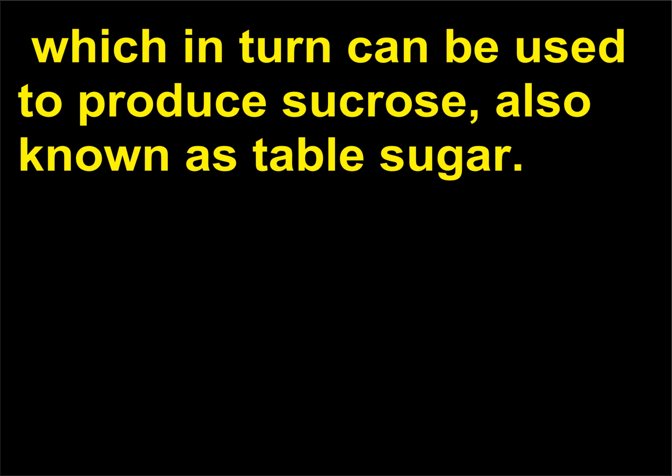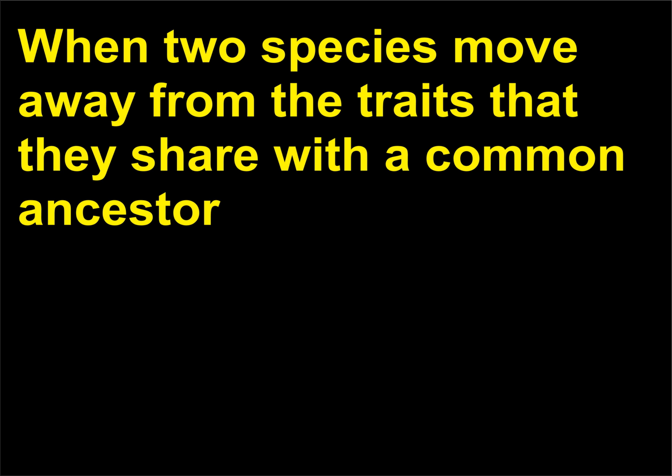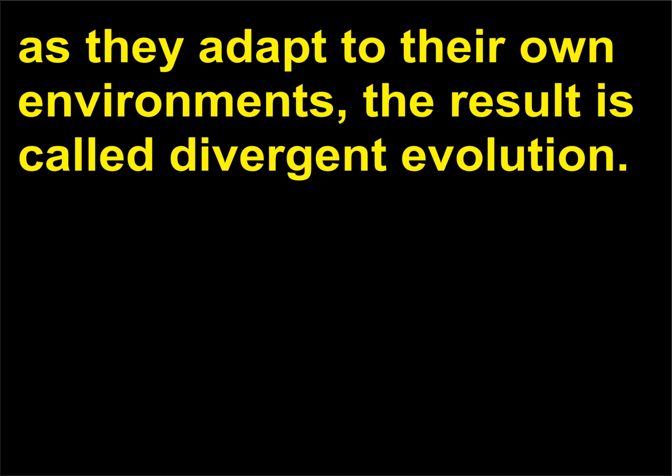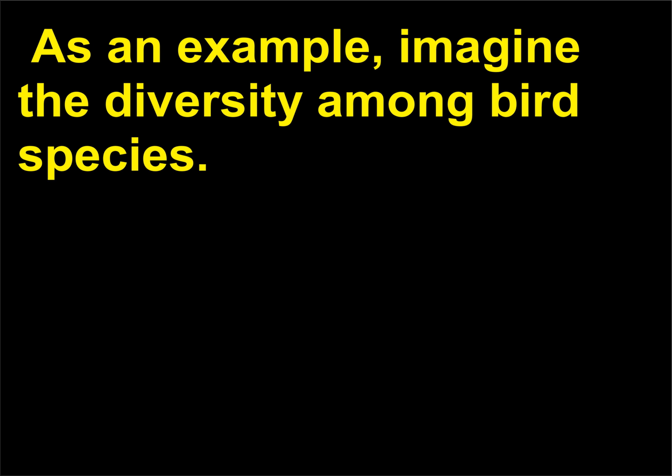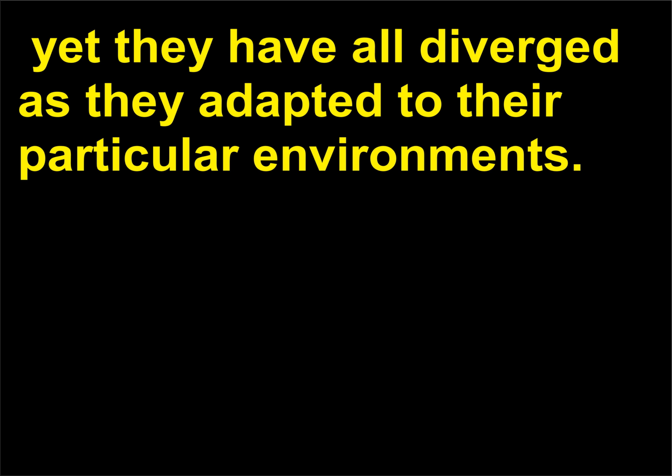What is divergent evolution? It occurs when two species move away from the traits that they share with a common ancestor. As they adapt to their own environments, the result is called divergent evolution. As an example, imagine the diversity among bird species. Ducks, hummingbirds, ostriches, and penguins are all descended from an ancestral bird species. Yet they have all diverged as they adapted to their particular environments.